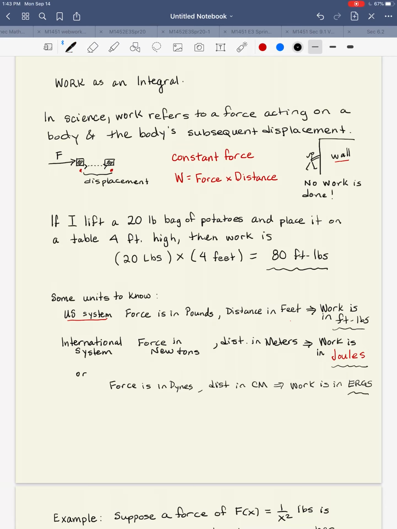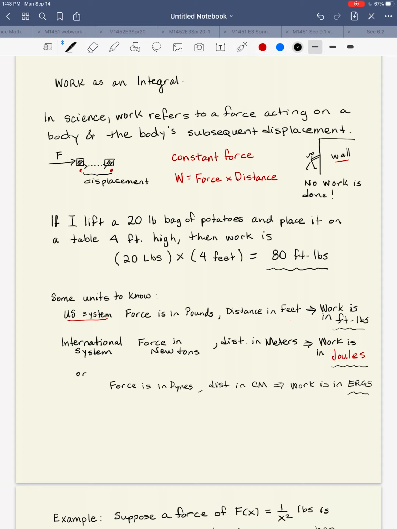If we have something small that we're moving, like a spring is typically measured, where the force is in dynes, the distance is in centimeters, then here are my favorite units of work. Ergs, E-R-G-S, ergs of work. Dynes times centimeters is ergs.